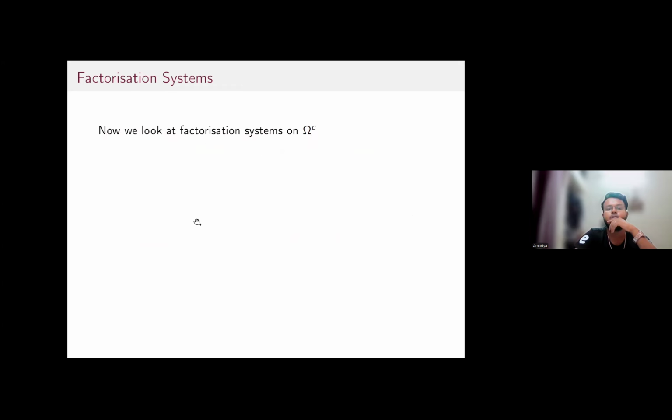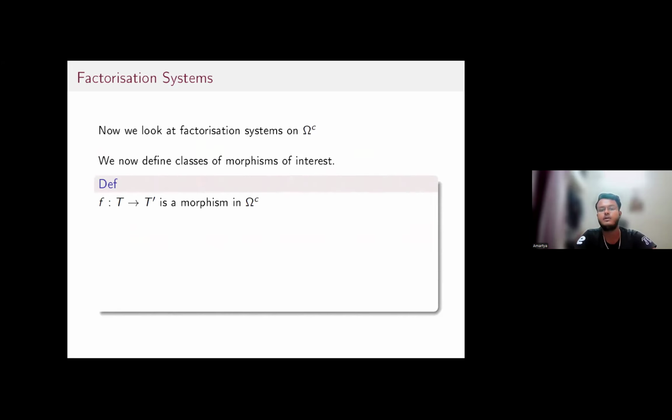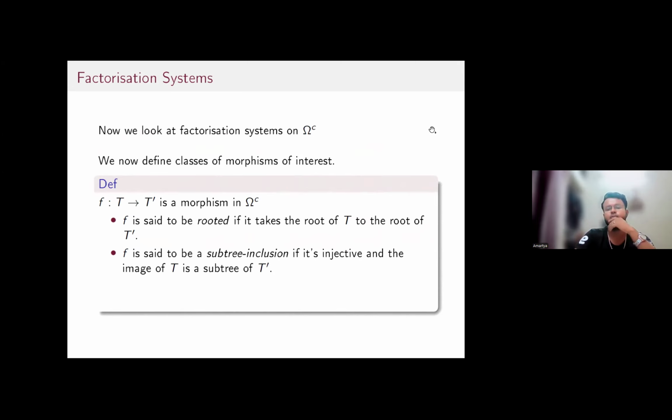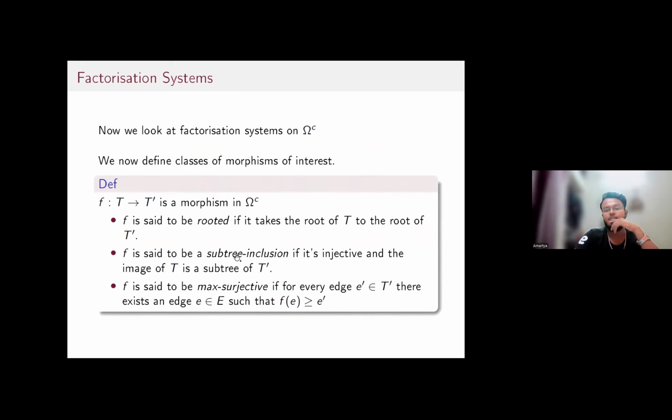Right. So now we're interested in looking at factorization systems on this sigma C. These are classes of morphisms of interest. Start off with a morphism in sigma C. The morphism is said to be rooted if it takes the root of t to the root of t dash. It is a subtree inclusion if it's injective and the image of t is a subtree of t dash. And it is said to be max surjective if for every edge e dash in t dash there exists an edge e in E such that f of e is greater than or equal to e dash. So these are our three classes of morphisms that we're going to see later.